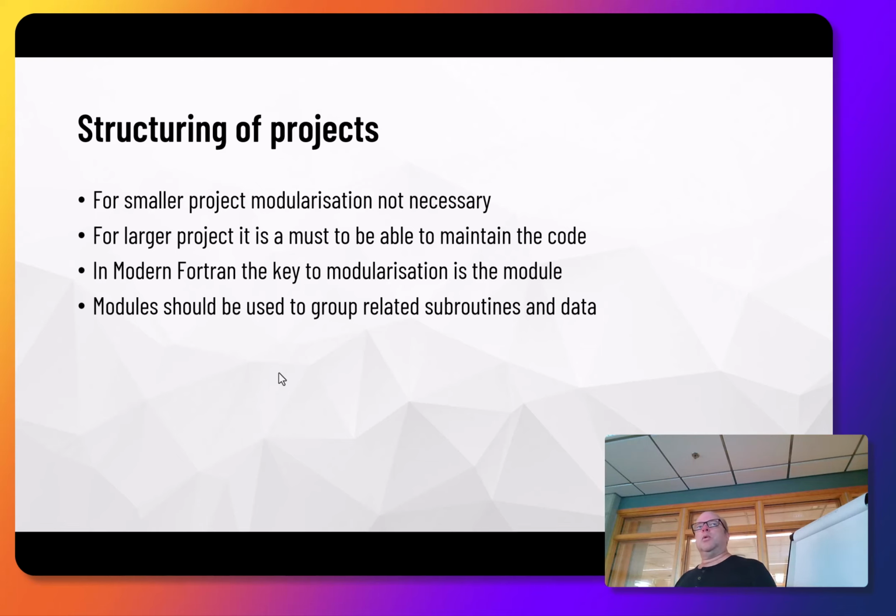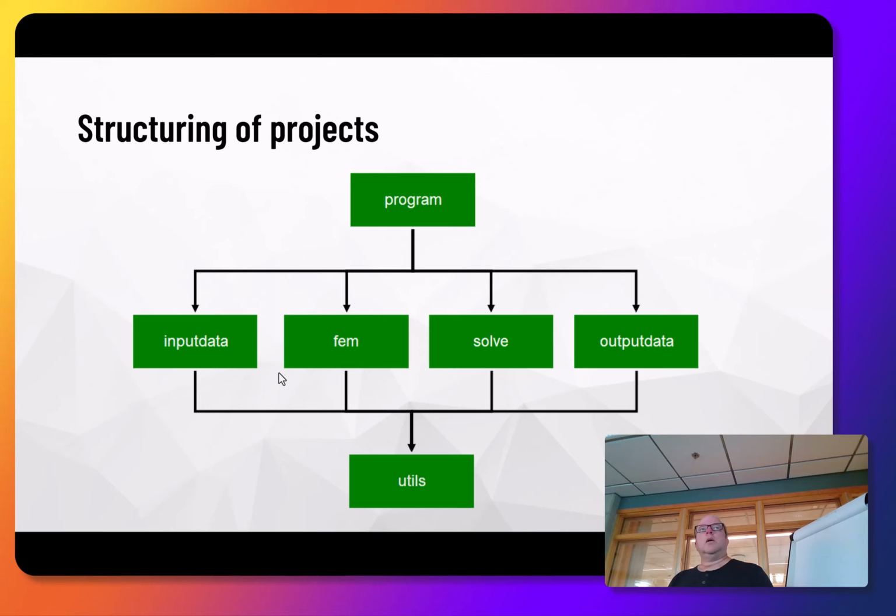And in modern Fortran, the key to modularization is the module. We already showed you how you define modules. The idea with modules is that you should group related subroutines and data in logical modules, just like we did in Python. Some examples here: my main program has 4 modules, or 5. Input data, finite element, solve for the solver, output data for writing output data. And then I have a common module called utils, which has some shared constants or data types that are shared among all the other modules.